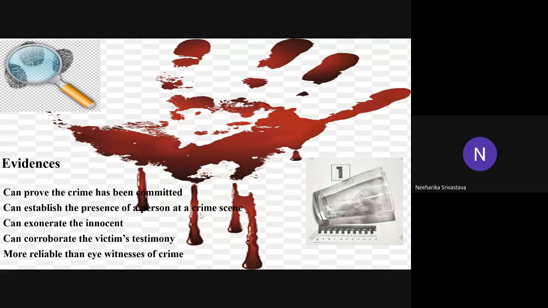Evidence can corroborate the victim's testimony. In many of the cases, it was found that it is not always necessary that whatever the victim is telling is absolutely correct. Sometimes it may be deliberately or unknowingly wrong. So physical evidences help in corroborating whether the crime has happened, and link the culprit and the victim to the crime scene. These are more reliable than eyewitnesses to the crime scene. Obviously, a person can lie, but the evidences present at the scene cannot lie. So these are comparatively more reliable than the eyewitnesses.